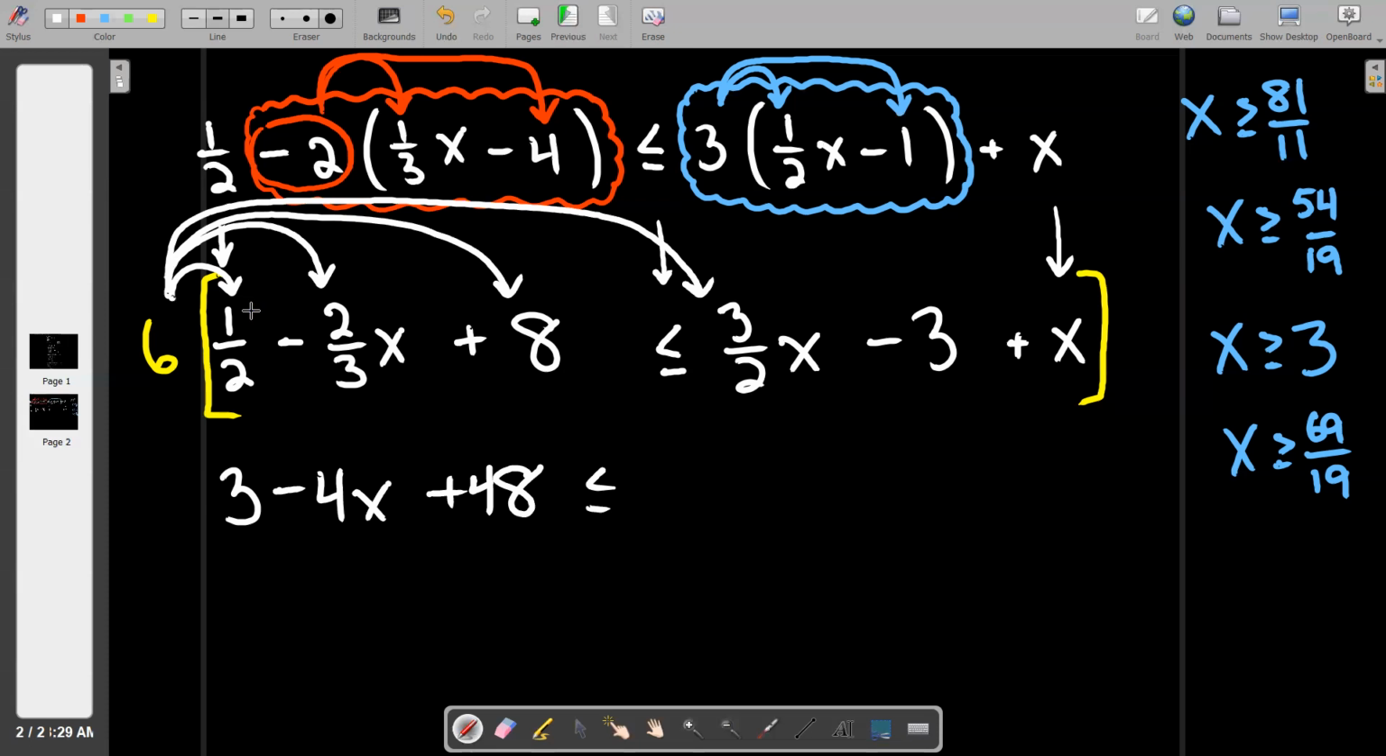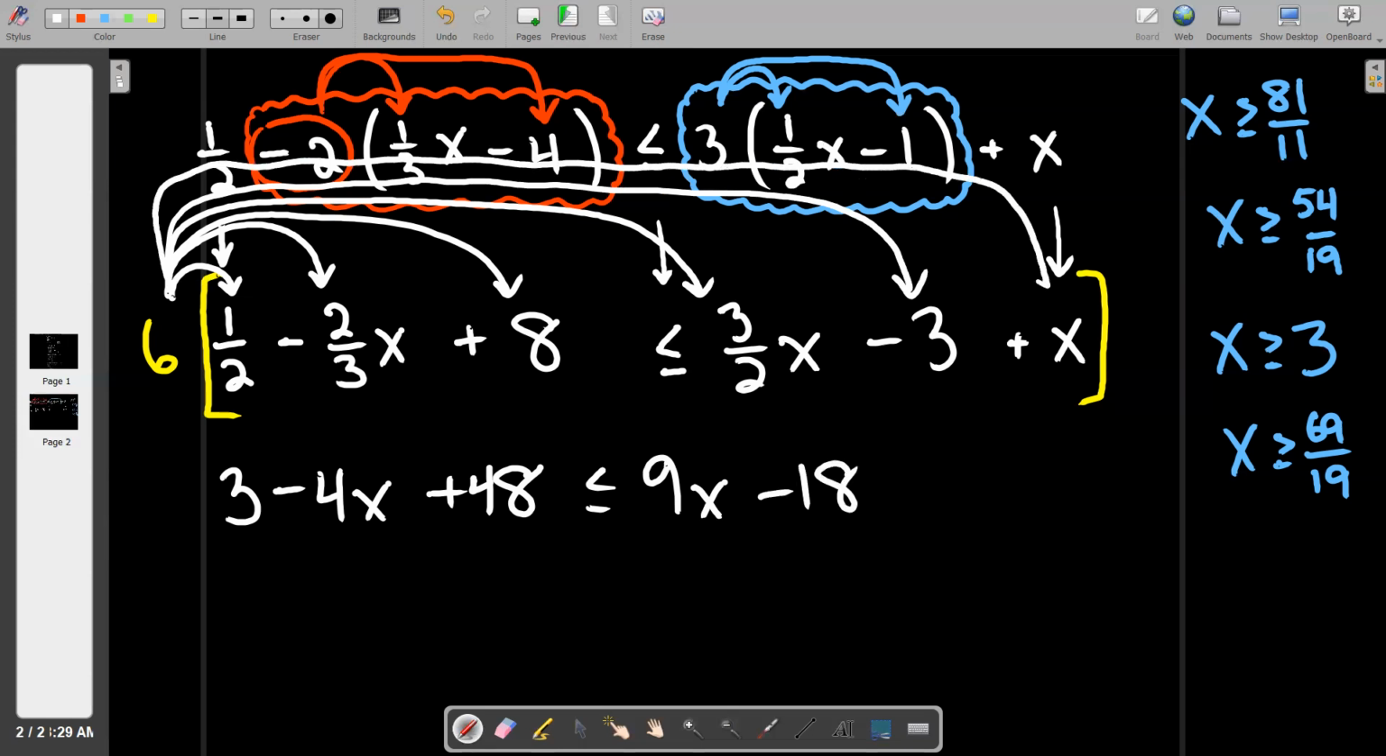Heading over to the other side. 6 divided by 2 is 3. 3 times 3 is 9. 6 times negative 3 is negative 18. And then all the way across, 6 all the way times x is 6x. And we made it. I mean, we're not done, but we made it. You shouldn't struggle from here, quite frankly.